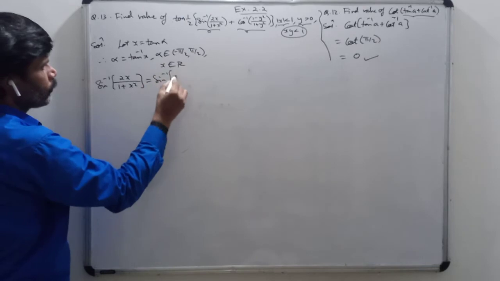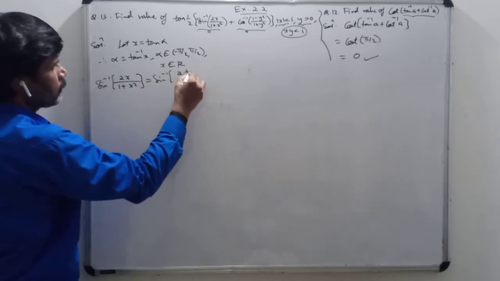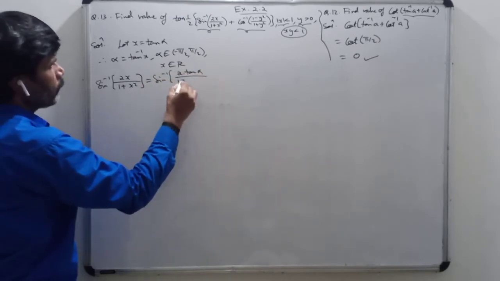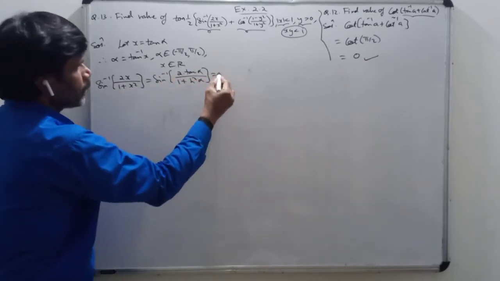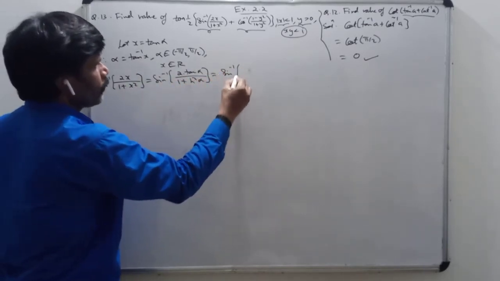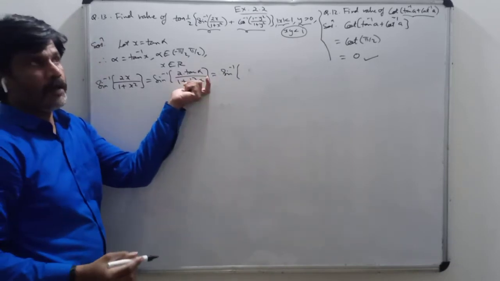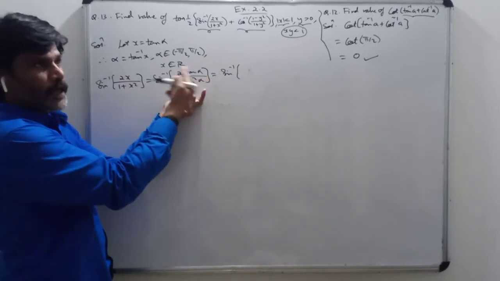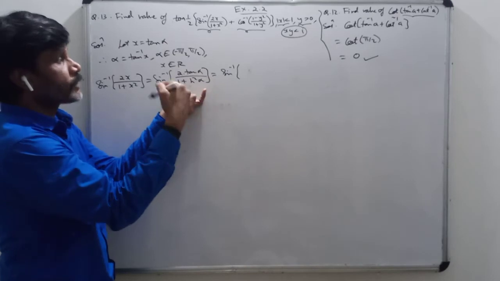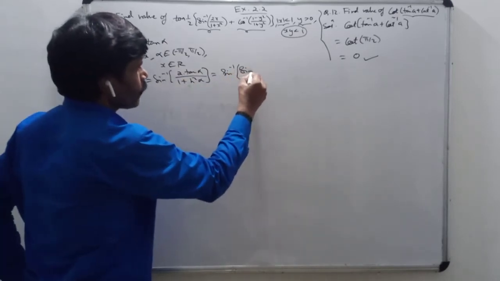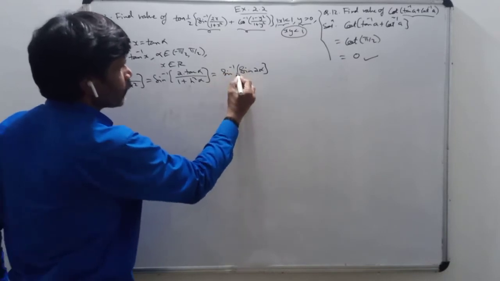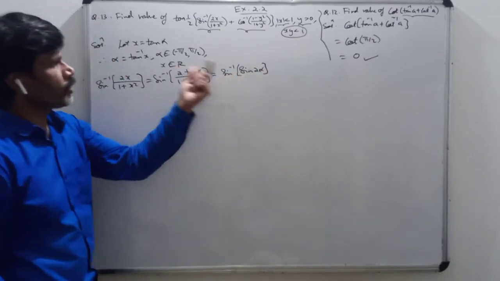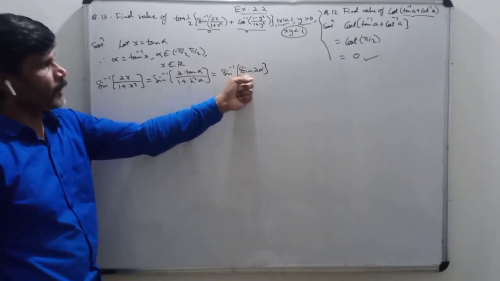So now sin inverse of 2x upon 1 plus x square will become what? Sin inverse of 2x, x means tan alpha, upon 1 plus x square means 1 plus tan square alpha. What is this the formula of? 2 tan alpha upon 1 plus tan square alpha is the formula of sin 2 alpha. So this I'll write as sin 2 alpha. So sin inverse of sin of something, I can write something if something belongs to the domain of the sin function, that is the closed interval minus pi by 2 to pi by 2.